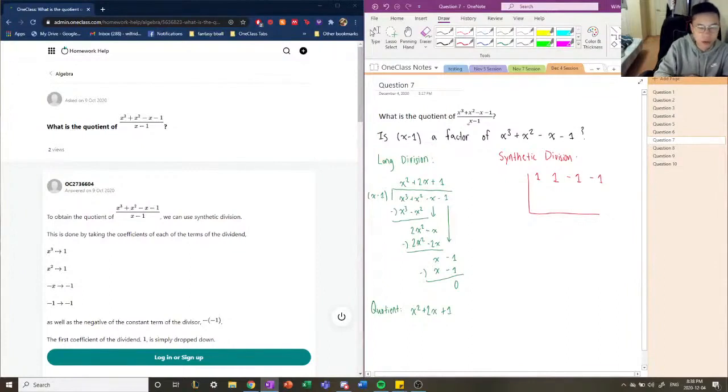Okay? And now we're going to think about the solution or the zero. Instead of thinking about the factor, we are going to think about its zero, right? So if x minus 1 is a factor of this, then the zero or the solution to this polynomial is going to be 1, right? Because that's what makes this equal to 0, right? So how synthetic division works is we're going to carry down our first term. So we're going to carry it down here.